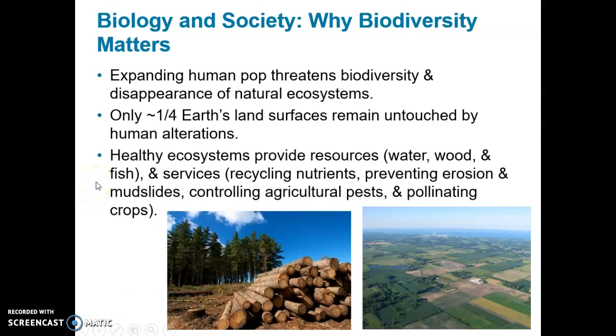So healthy ecosystems provide multiple resources like water, food, fish, game, and ecological services: the recycling of nutrients, preventing erosion and mudslides, controlling agricultural pests in the sense of having natural predators around, and of course pollination by insects and other organisms that pollinate plants that humans rely on and other animals rely on for food.